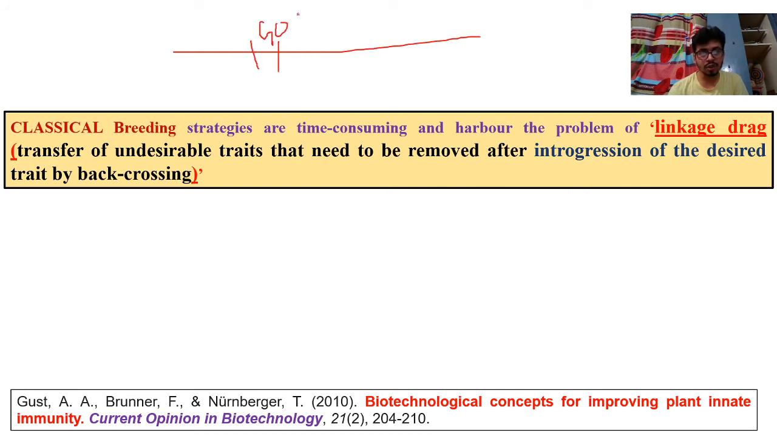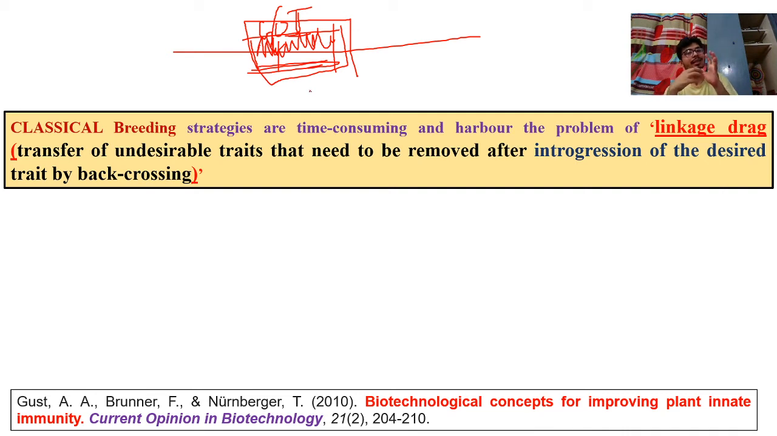Okay, so the gene of interest is this, but that gene contains some other gene, and this gene is very closely related to the gene of interest. So what will be the consequence of that? The consequence is that all this system, all the gene frame, will go into the plant.